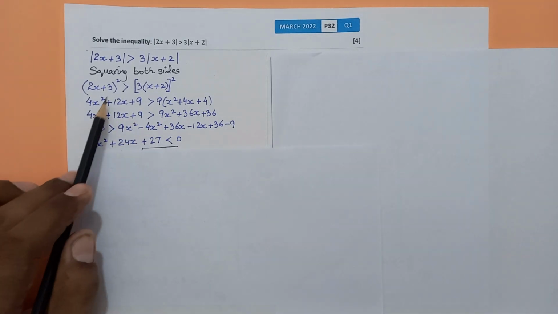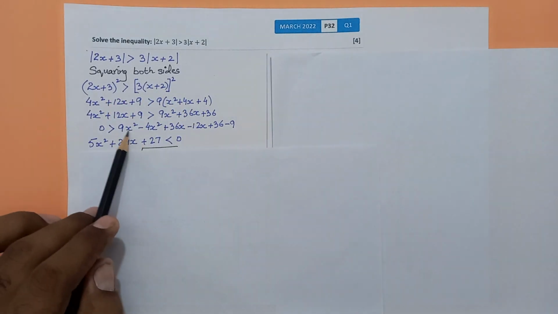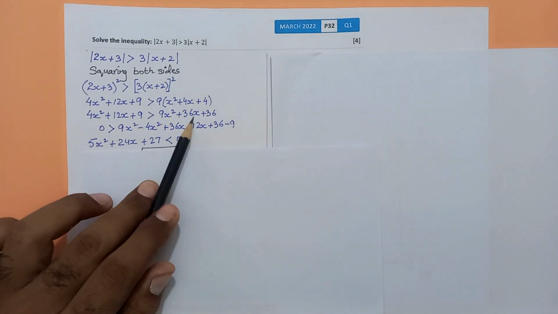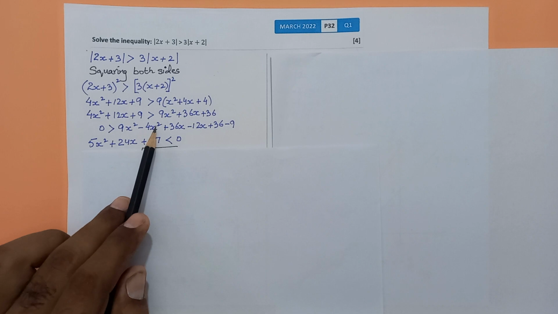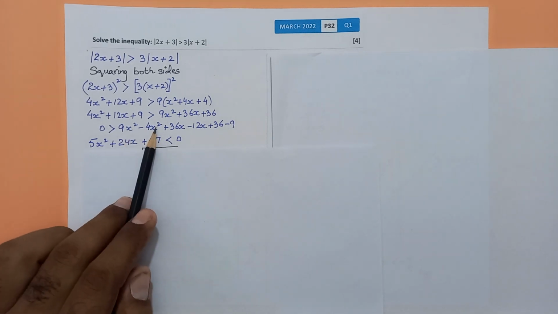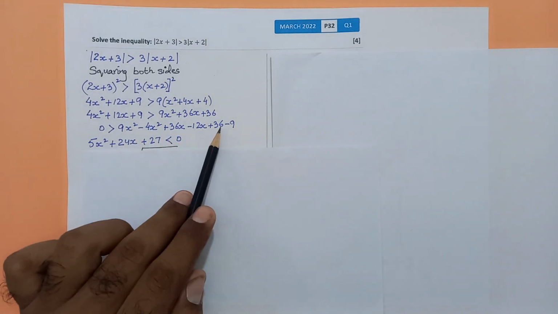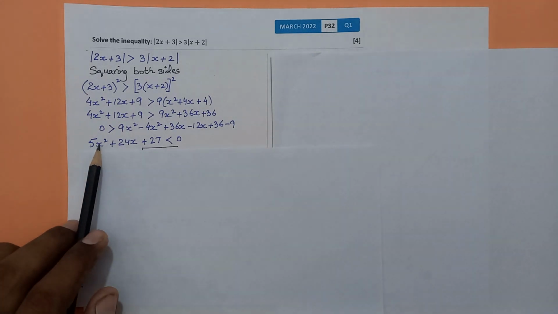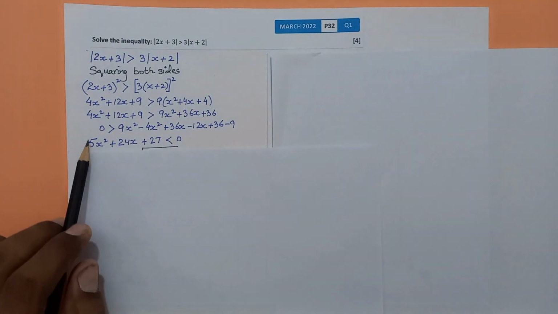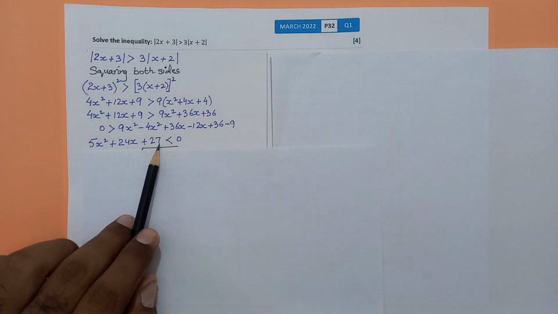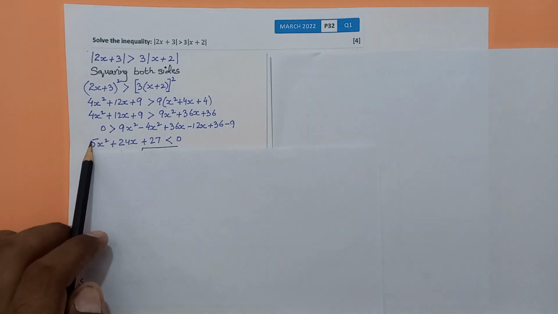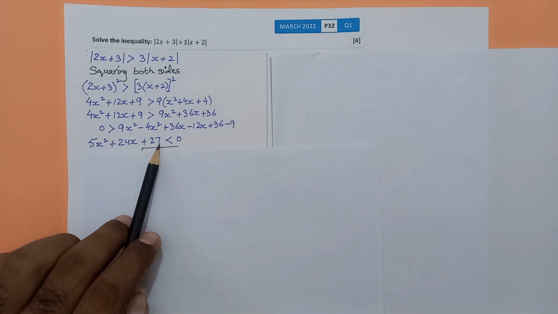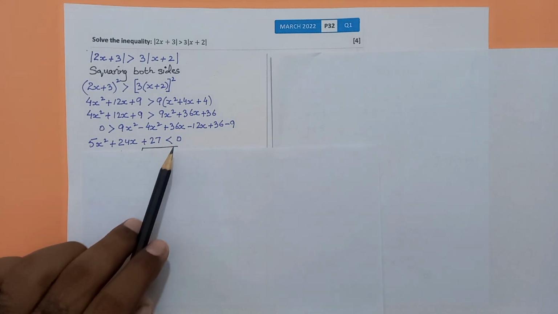Just move this 4 to the other side, moving all of them to the other side and rearranging them in such a manner that the like terms are written next to each other: x square with x square, x with x, and a constant with constant. And after simplifying them, we have a proper quadratic because this condition was less than 0. So definitely we have written the quadratic form less than 0.